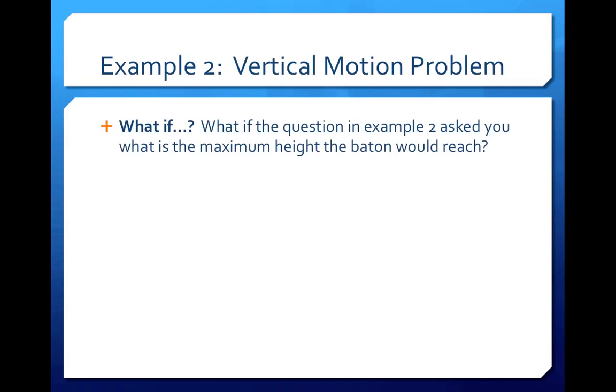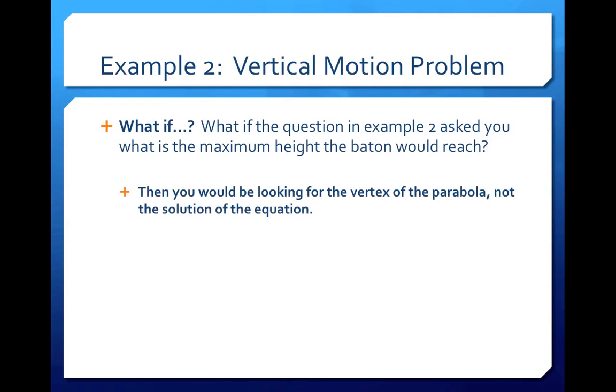Now, what if the question actually had asked you what is the maximum height the baton would reach? That's not a solve the equation problem anymore. Now we would be looking for the vertex of the parabola representing the height of the baton over time. So we take that same equation that we set up, but this time without the h value, because we're not interested in the height at a particular time when she catches it. We're interested in leaving this h as an unknown, and we're going to find out what is the highest height the baton reaches.